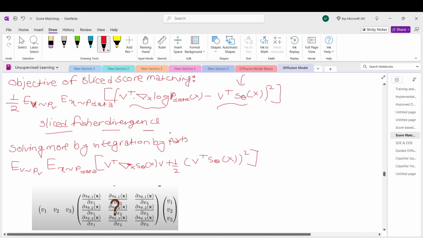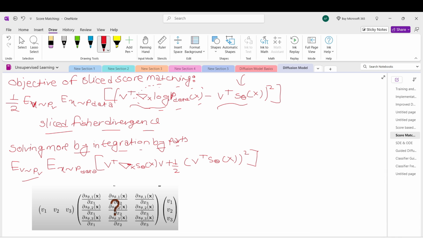And so by integrating by parts, you will get this quantity here. We don't have this quantity actually, so we want to approximate it by s theta. We want to make s theta close to this, but we don't have access to it.